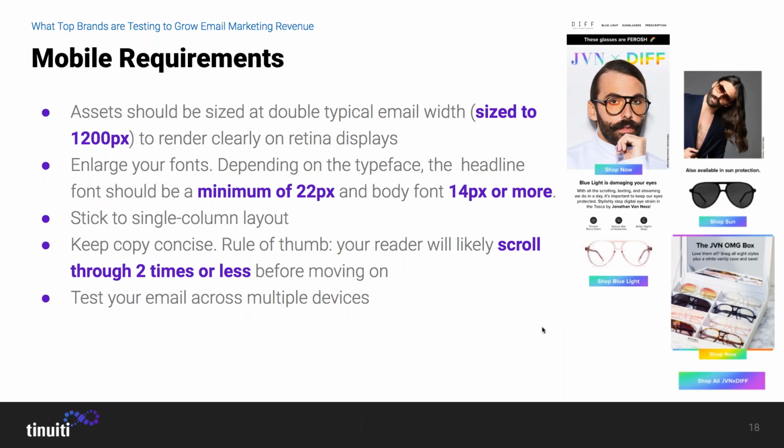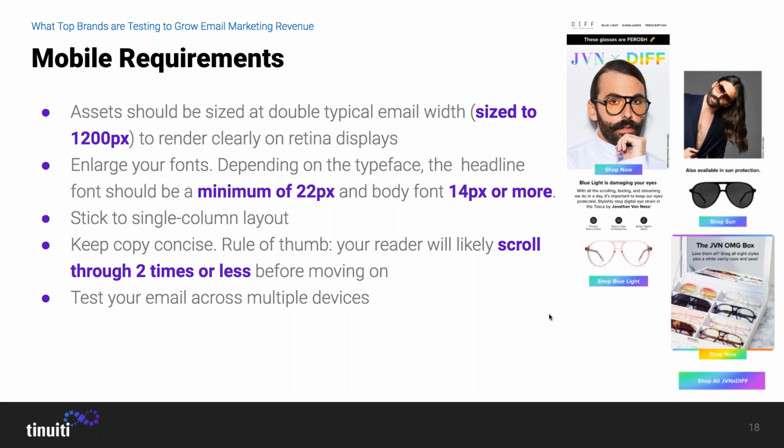So just a couple of requirements for mobile. Assets should be sized at double the typical email width. A typical email is sized to 600 pixels, so you want all of your images sized to double that. That's so that it will render clearly on Retina displays. Are you ever looking at your phone and you see an email and it looks a little bit blurry on your phone, but not on desktop? That's the issue. So you want to make sure that you size those images up. Keep your fonts large.